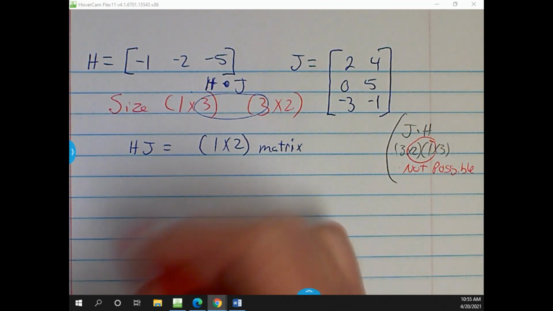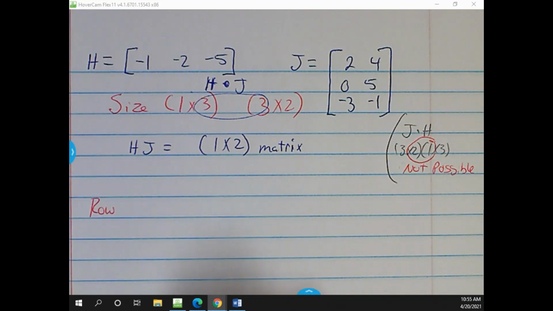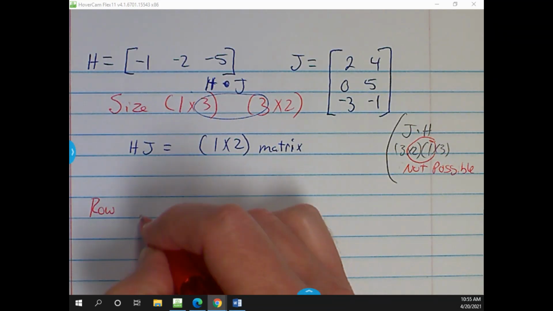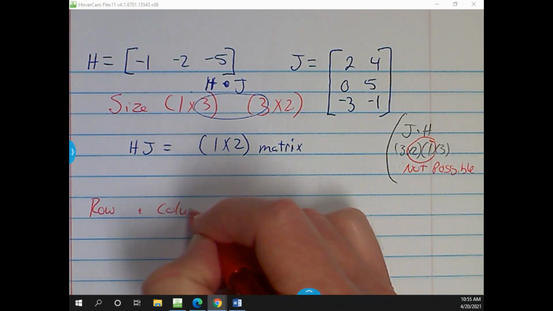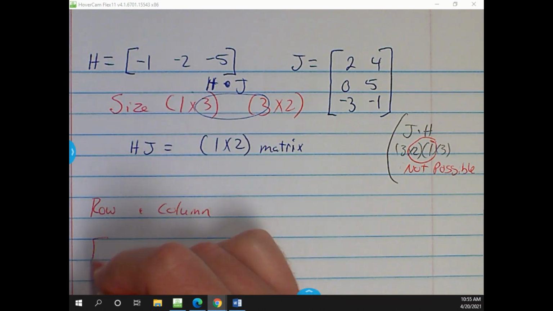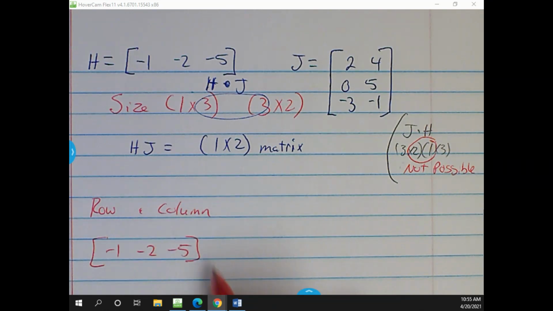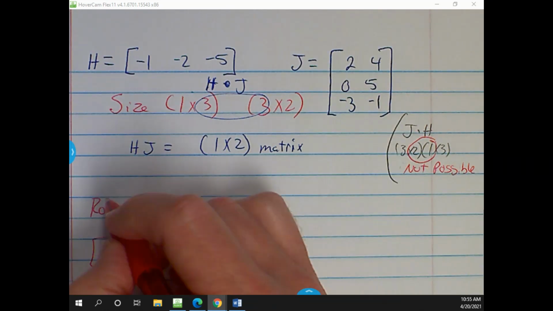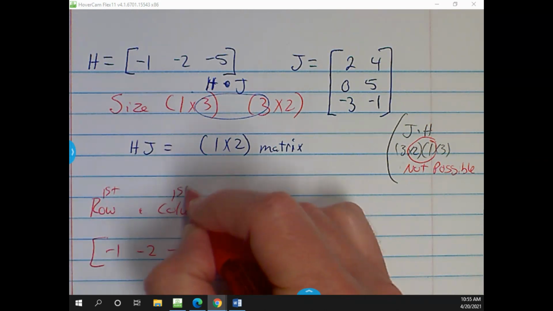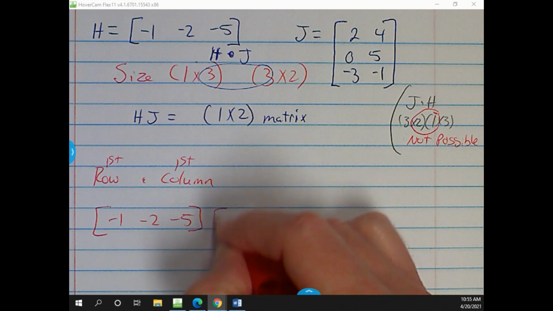All right. And again, when we're going through this one, it's always the rows of the first times the columns of the second. So we need the rows of H, which in this case would be -1, -2, -5. And we got to multiply that by the first column in J. So first row times first column. So 2, 0, -3.